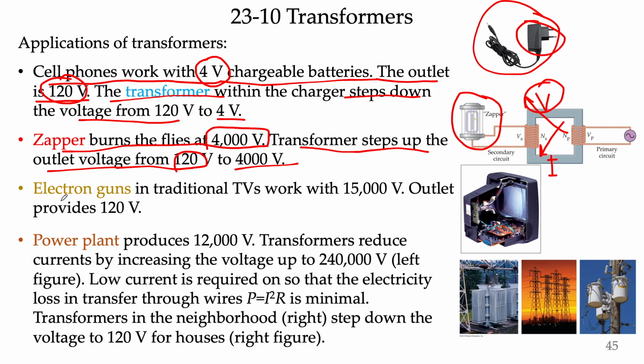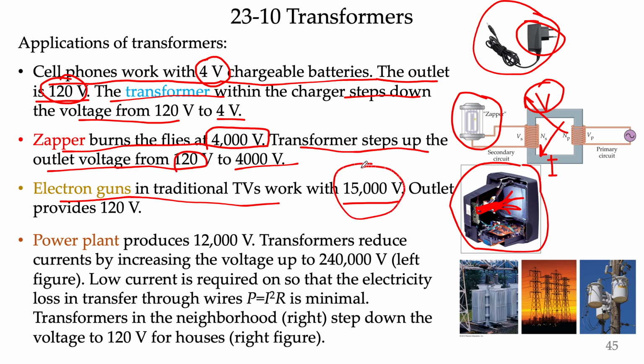Okay, now the electron guns in traditional TVs. You probably remember traditional TVs. They usually have an electron gun here, which shoots electrons at the screen, and they go everywhere to produce the image. These electron guns work with high voltage, approximately 15,000 volts. Again, you would use a transformer to step up the voltage from the outlet to this desired voltage. Now, the other application is power plants.